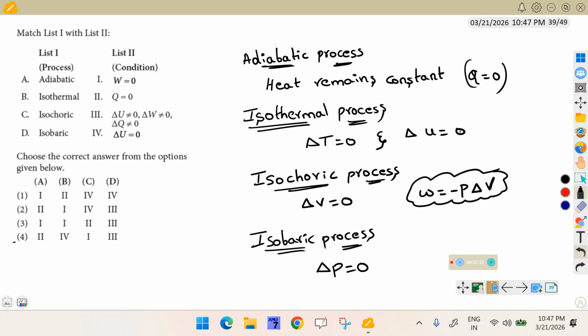Match the following. Adiabatic process: heat remains constant, 1 is 2. Isothermal process: temperature remains constant and internal energy also remains constant. Fourth option, correct option. Isobaric process: pressure is constant, remaining are not constant. Isochoric process: volume constant, work done is calculated using the formula minus P delta V, minus P into 0, then work done is equal to 0.